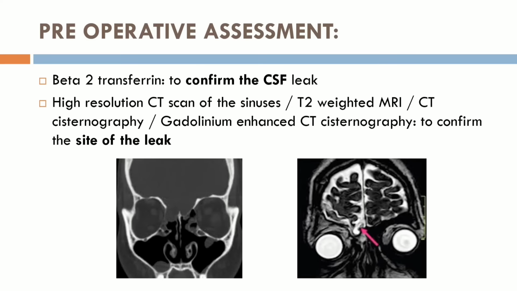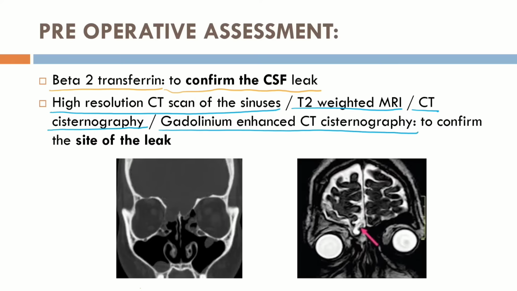Now, pre-operative assessment. Beta 2 transferrin is always present in CSF and just confirms the CSF if present. High resolution CT scan of the sinuses, T2-weighted MRI, CT cisternography, or gadolinium enhanced CT cisternography, MR cisternography can be used to confirm the site of leak.